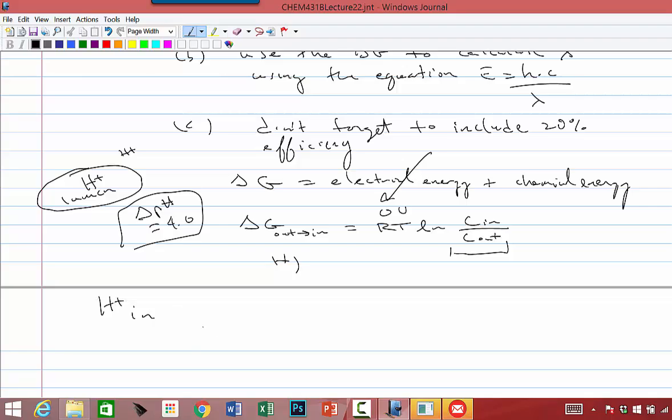Okay, we're going to say pH equals minus log of protons. This pH, if it's on the inside, is going to be equal to, let's say, 4, and the pH on the outside, minus log of protons on the outside, is going to be equal to 7.